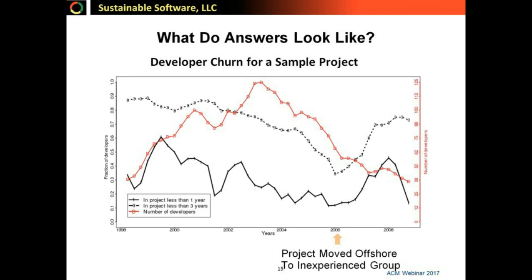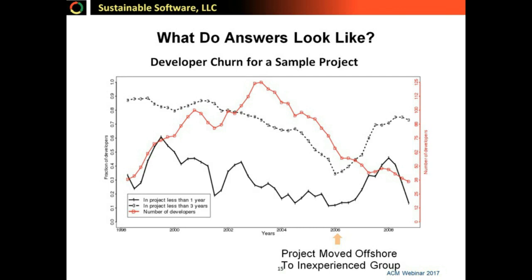So this slide shows you the developer churn for a sample project. This is one of maybe 50 projects that we looked at. The red curve there shows you the number of lines of code in the project over time, time going back to about 1990 or so.